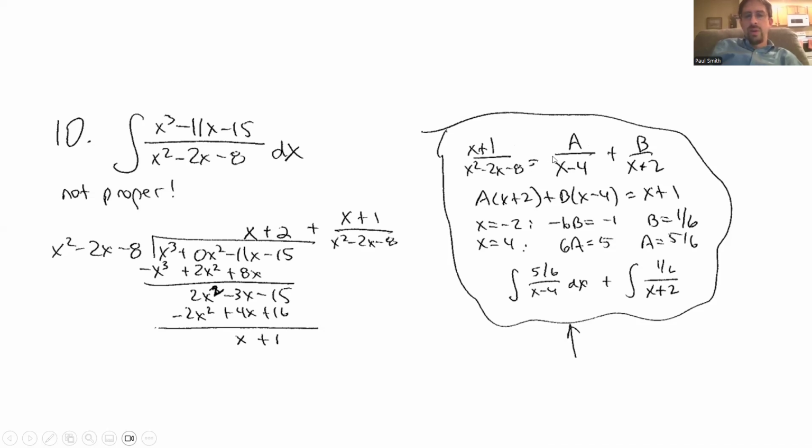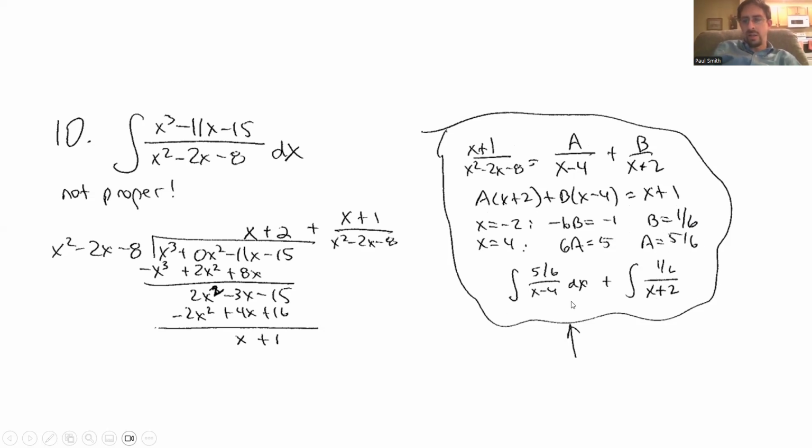Okay. When I combine them back, I get a times x plus 2 plus b times x minus 4 has to be x plus 1. I try negative 2 and 4. You've seen a lot of this at this point, so I'm not going to go into too much detail, but you get b is equal to 1/6 and a is equal to 5/6.